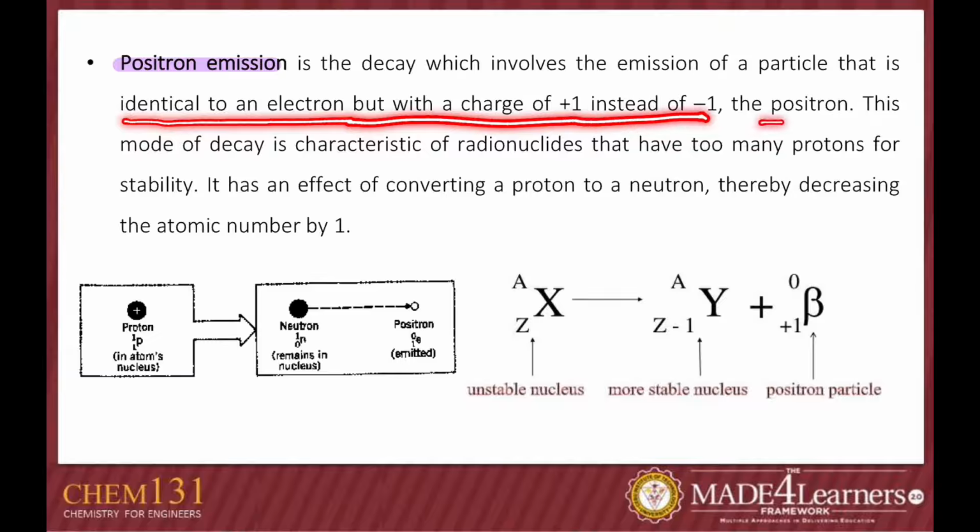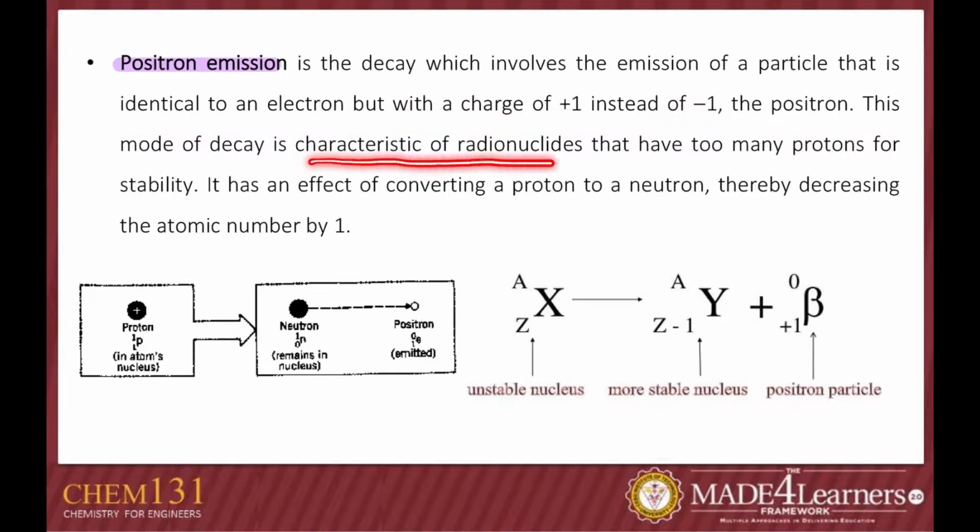So again, this is the positron. This mode of decay is characteristic of radionuclides that have too many protons for stability. So, beta decay happens when there are many neutrons. Positron emission is the opposite, with more protons. So, in effect, because there are more protons, when the particle undergoes positron emission, a proton is converted into a neutron, thereby increasing the atomic number by 1.